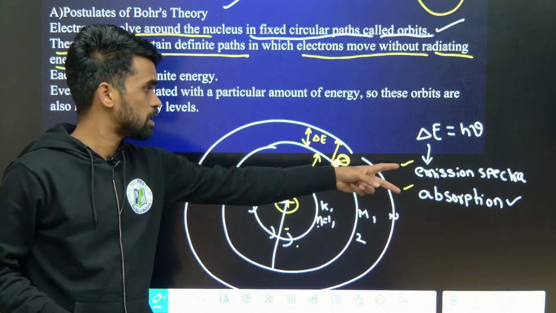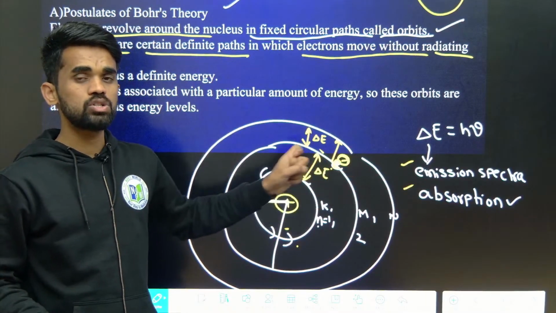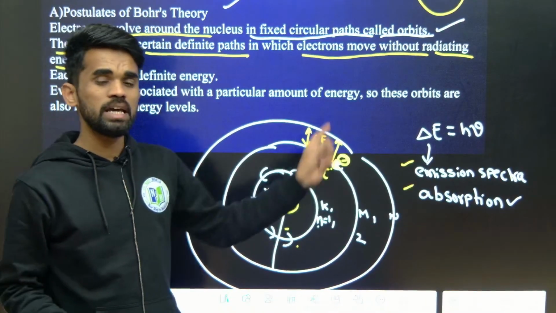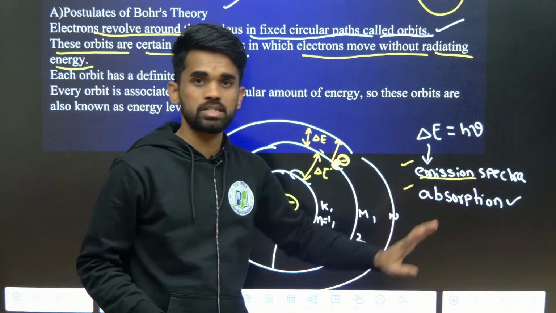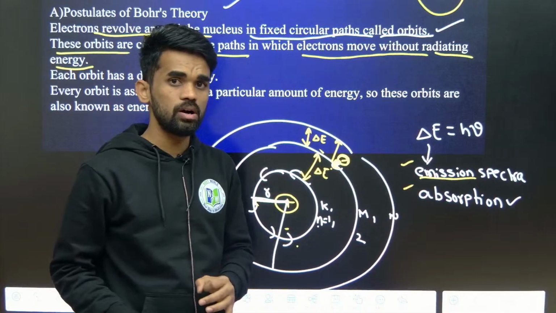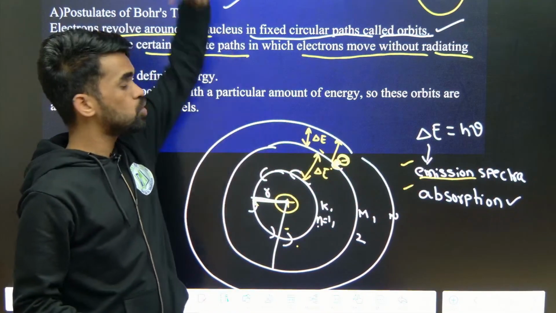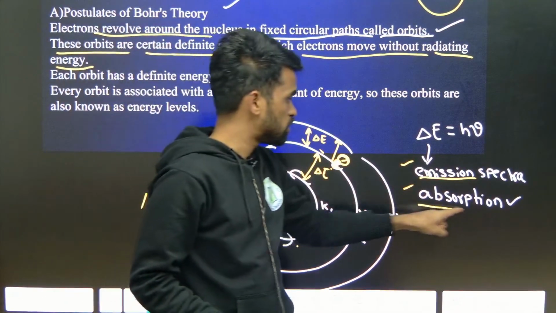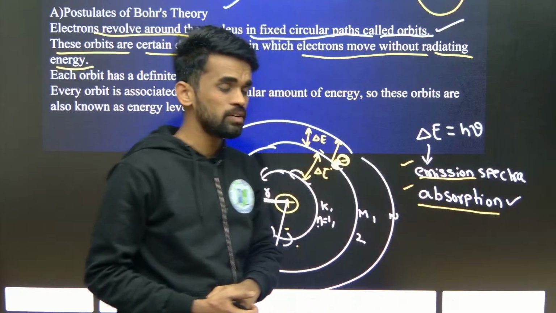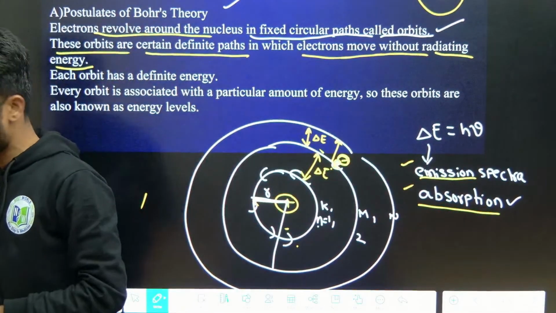So how does this spectra come? When an electron emits energy and falls into a lower energy state, the emitted energy is the reason for the emission spectra. And if an electron absorbs energy and jumps to a higher energy state, the absorbed energy is responsible for the absorption spectra. That's it. These are the points to be remembered here.